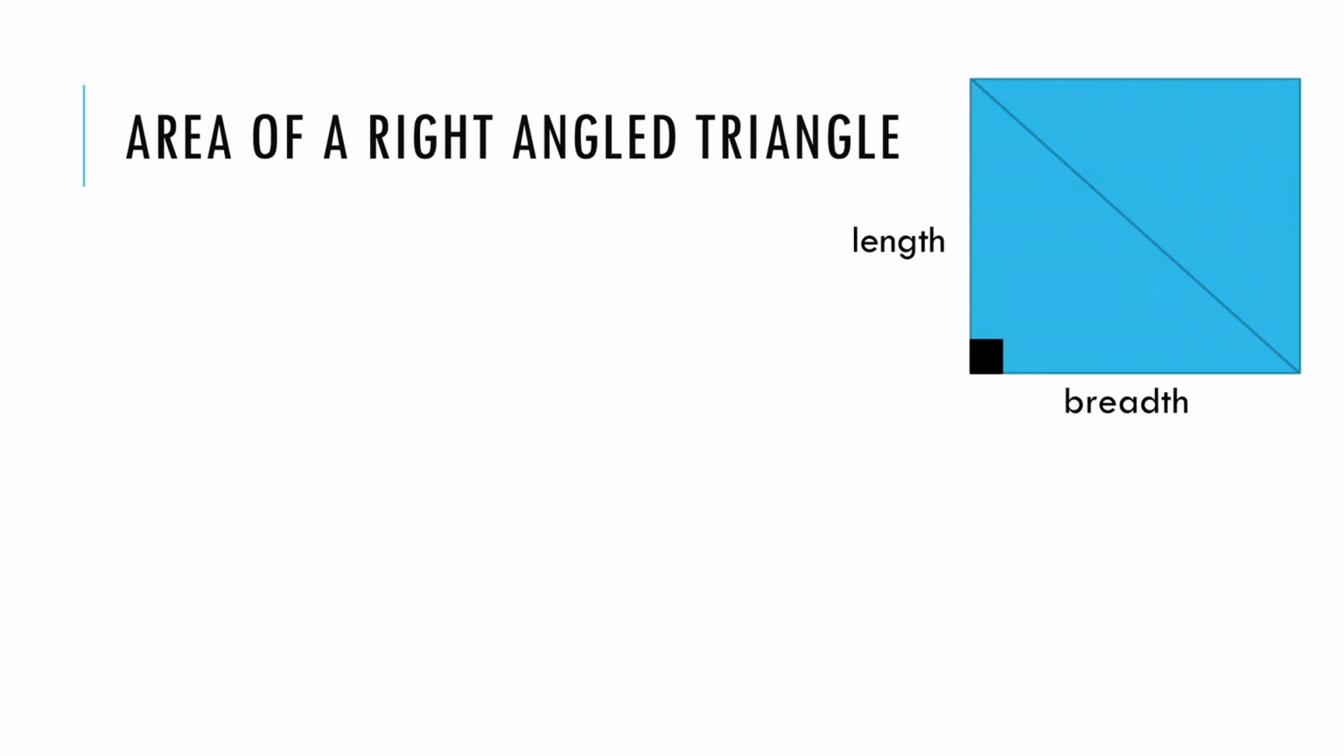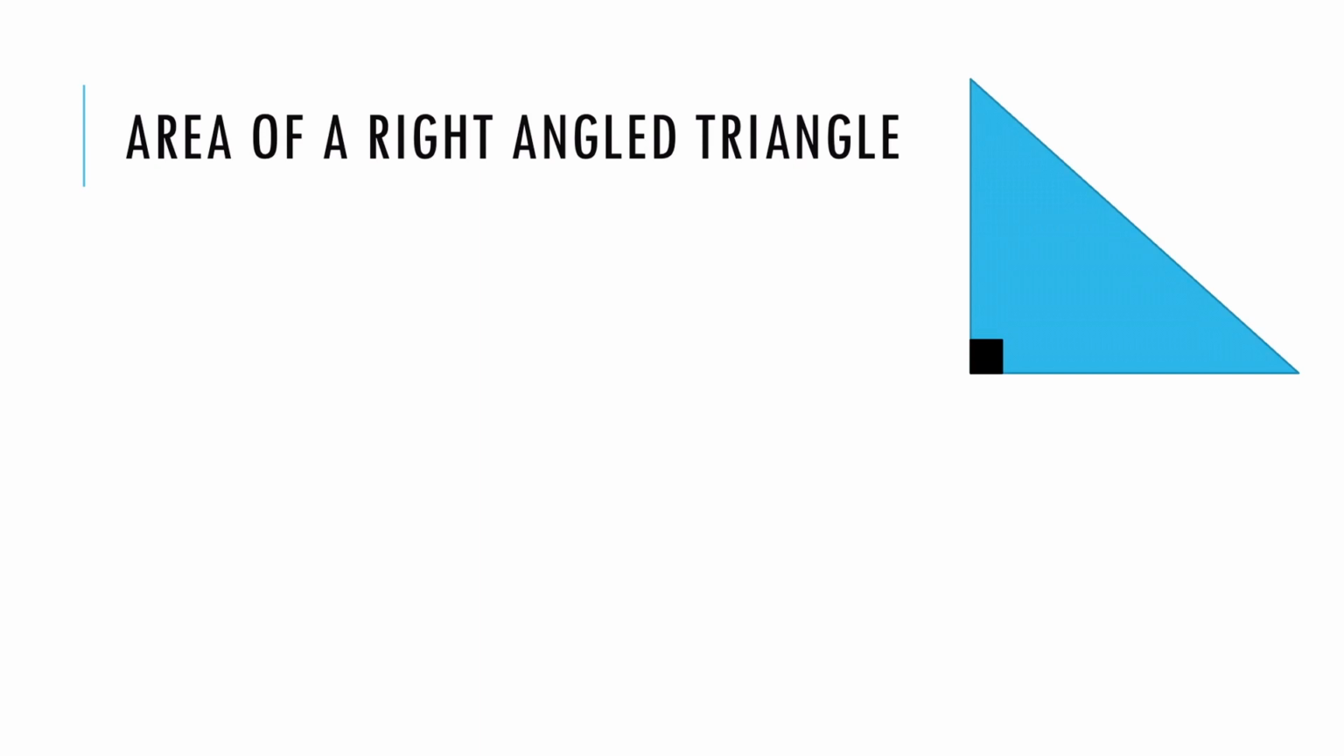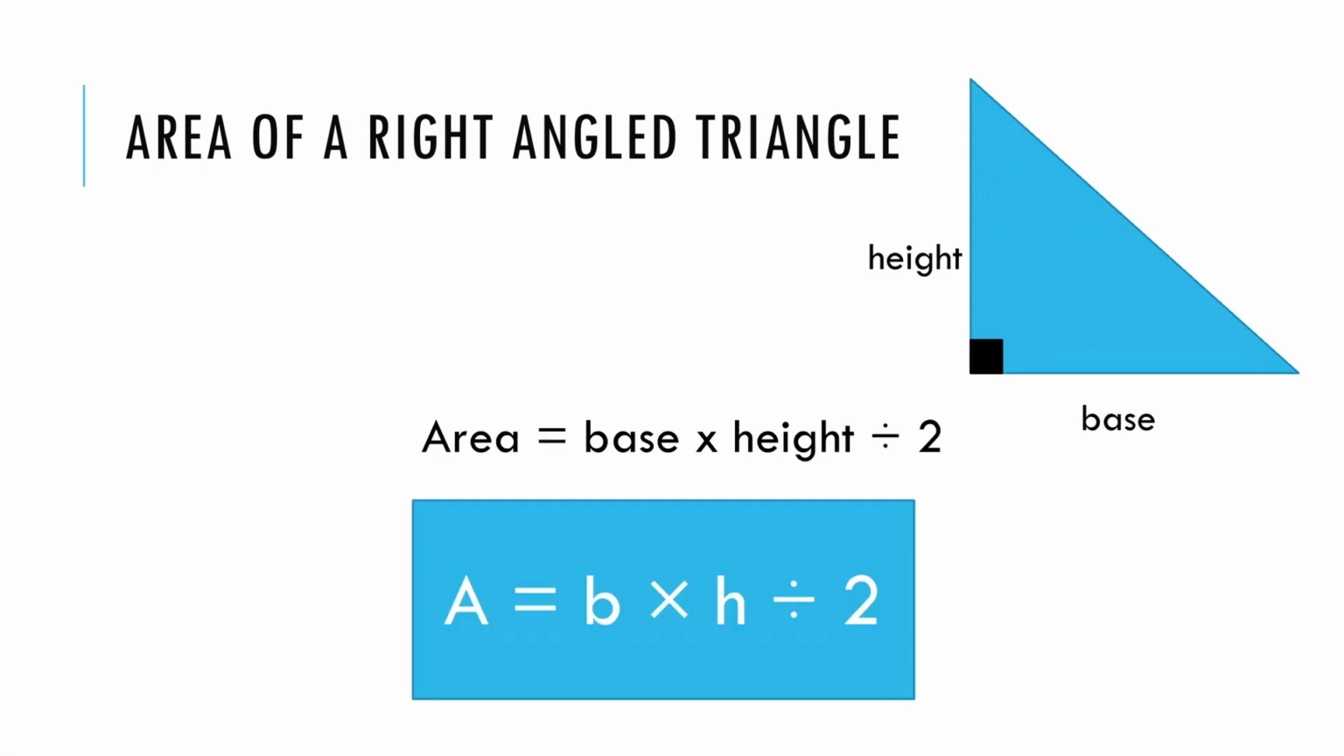So for area of a rectangle, we do length times breadth, but the triangle's half the size. So technically it's length times breadth divided by 2, but we use different terms when talking about a triangle. So instead of having length and breadth, we're going to have base and height, okay? So the formula for the area of a triangle is base times height divided by 2.